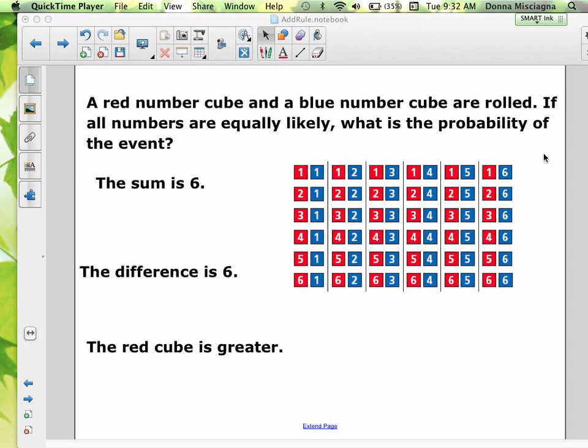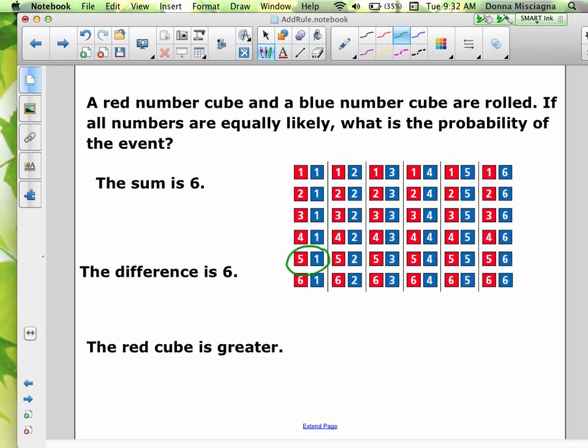First of all, which of our dice combinations here show a sum of 6? 5 and 1, 4 and 2, 3 and 3, 2 and 4, and 1 and 5. Yep. Those are our outcomes where we have a sum of 6. So the probability of 6 equals, right? What would the probability be? 5 out of 36. You are correct.